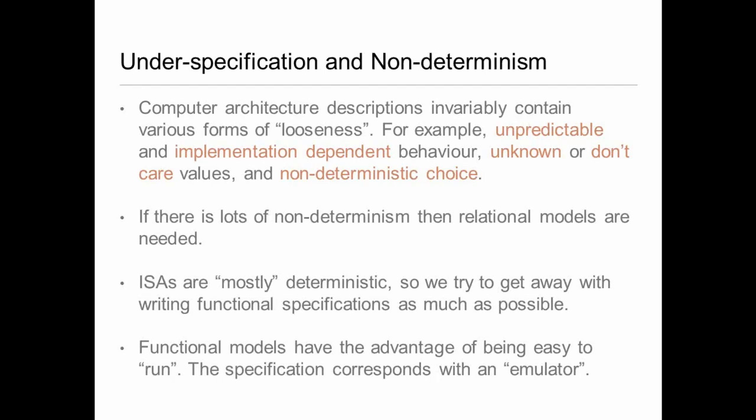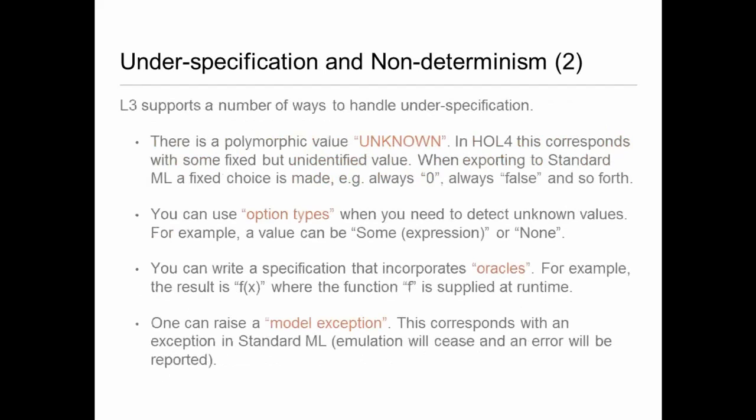So we try and get away with writing functional descriptions. So how do we deal with some of these features? Well, it's often the choice of the specifier as to precisely how they do these things, but the language itself supports a value called unknown, which can be of any type. So when this goes to HOL, this goes to a constant in HOL called arb. So this has some value, but you don't know what it is.